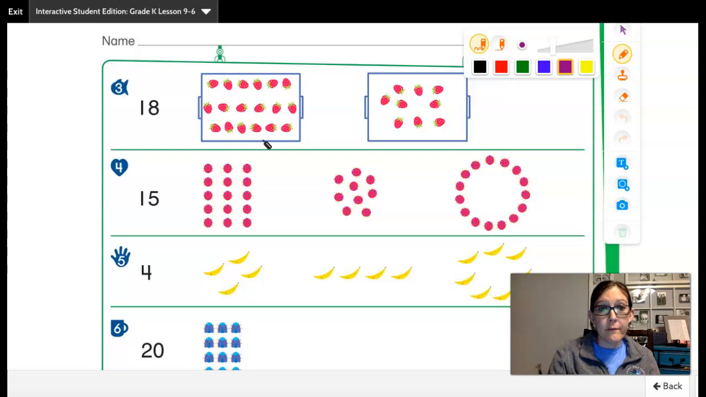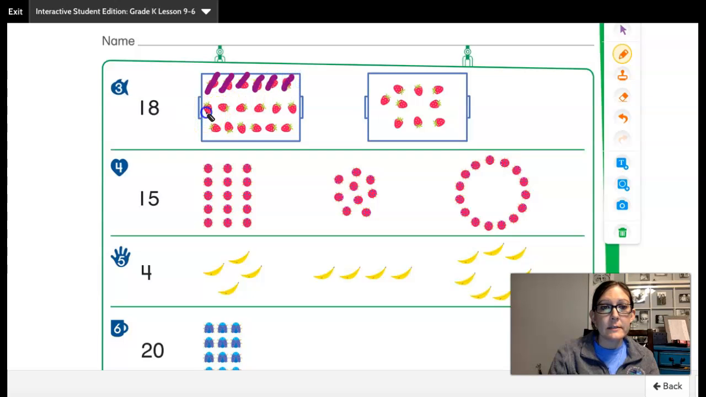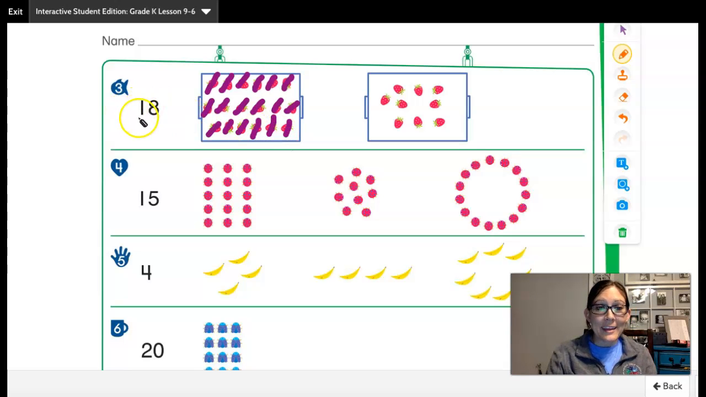And I want you to mark every strawberry so that you make sure you count each one. Here we go. 1, 2, 3, 4, 5, 6, 7, 8, 9, 10, 11, 12, 13, 14, 15, 16, 17, 18. We were right. Remember, 18 is a 1 and an 8. There's the number right there. Circle that tray. This is the tray that has 18 strawberries on it.